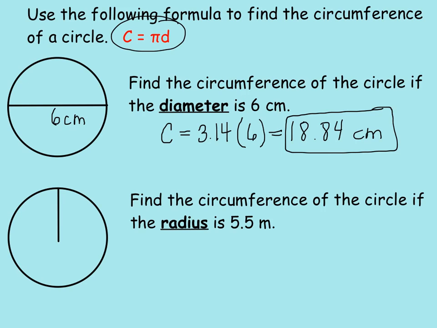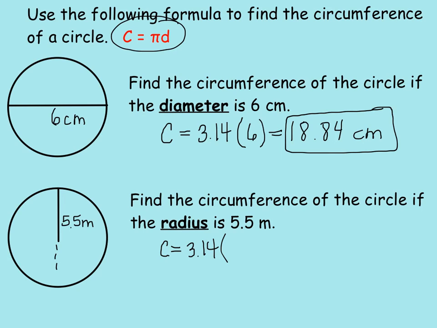If you notice the line on the second circle, it only goes halfway across. That means that that's the radius. In this problem, the radius is 5.5 meters. Let's go ahead and find the circumference. Circumference is equal to pi, which is 3.14, times the diameter. Now in this problem, they don't give us the diameter, they give us the radius.